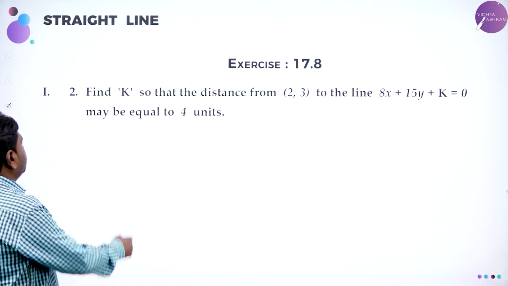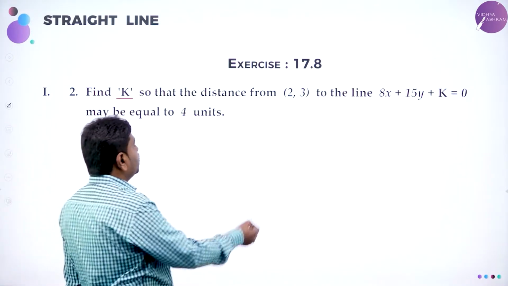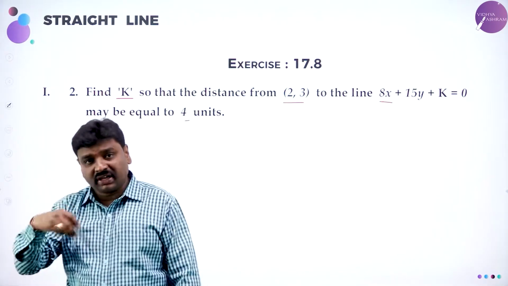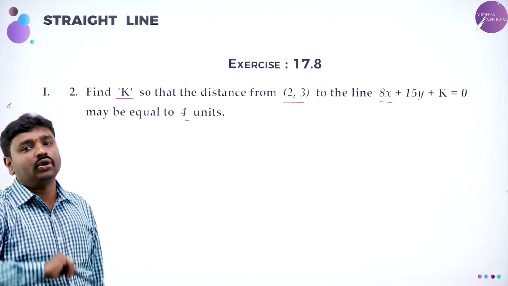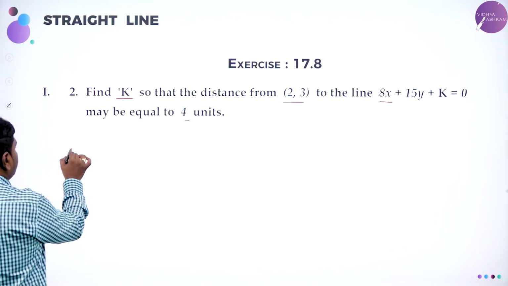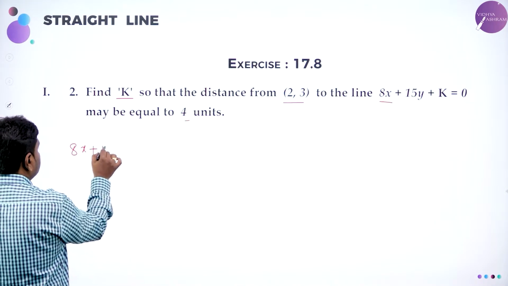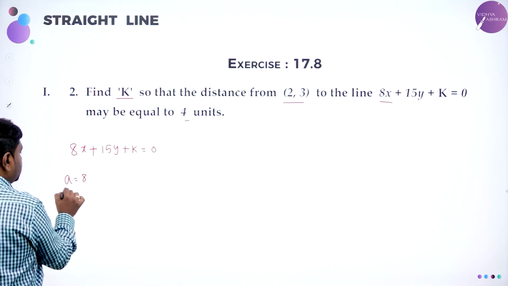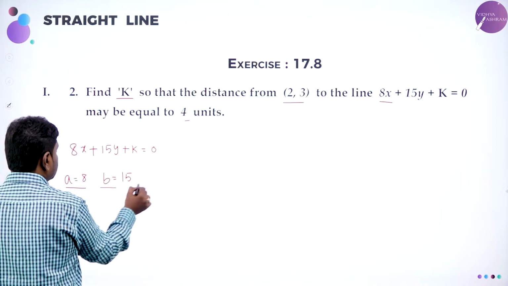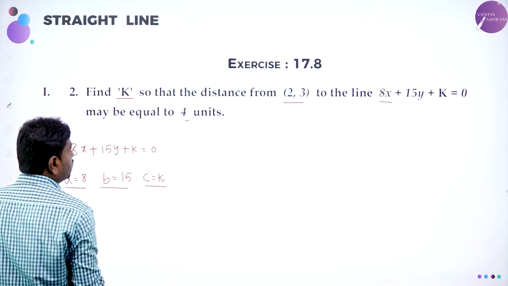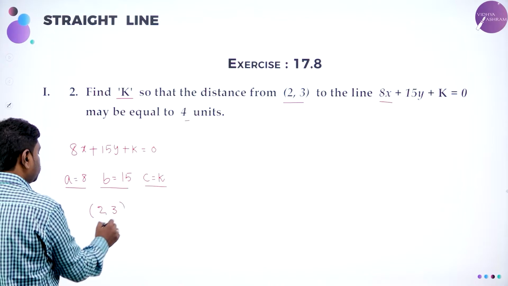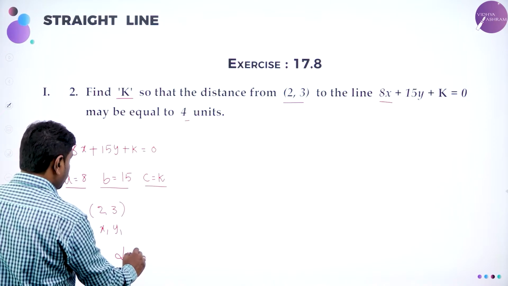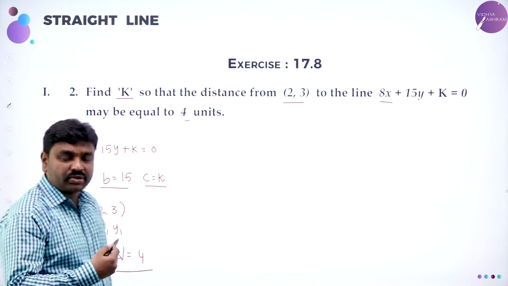Now, second type of problem. Find k so that the distance of 2, 3 from this line is 4 units. Here they gave the distance by themselves. They wanted to find the unknown k. So we'll take the line equation. The line equation is 8x plus 15y plus k. From this, a, the coefficient of x, is 8, b, the coefficient of y, is 15, and c is k. We got a, b, c. Now the point they gave is 2, 3. Call it x1, y1. They gave the distance also. Distance is what? 4 units. This is given. Now substitute them in the formula.